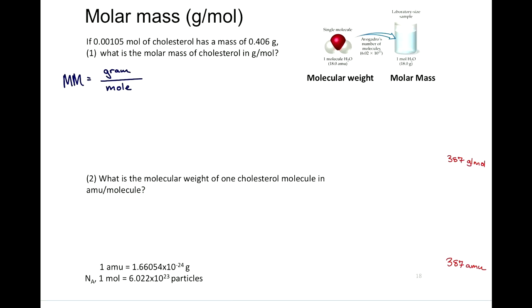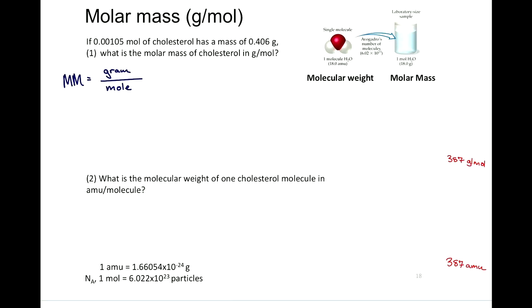If this sample of cholesterol has this mass, what is its molar mass in the unit of grams per mole? Also, a small detail here: we went from using the periodic table and calculating molecular weights using atomic masses. So when we talk about moles worth of things, it's actually molar mass. But they're all calculated the exact same way, it's just the unit's a little bit different.